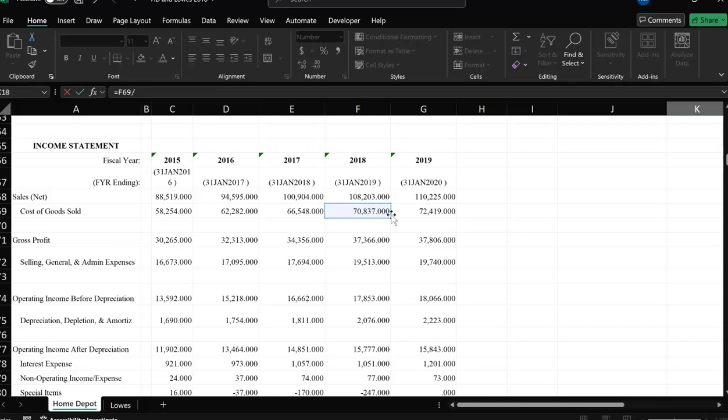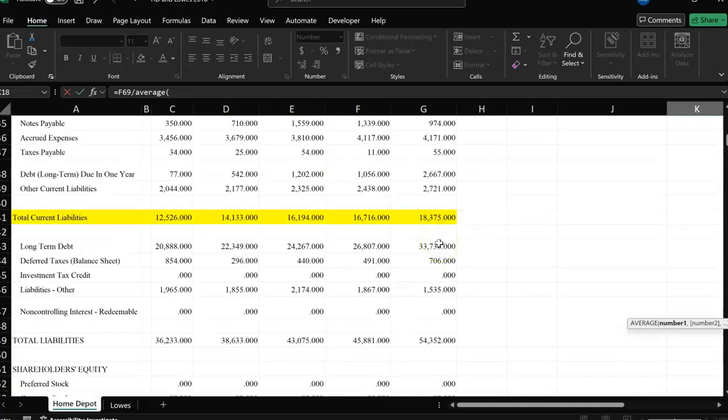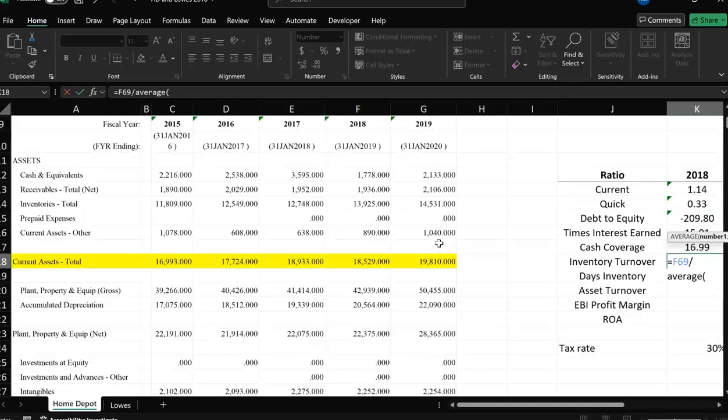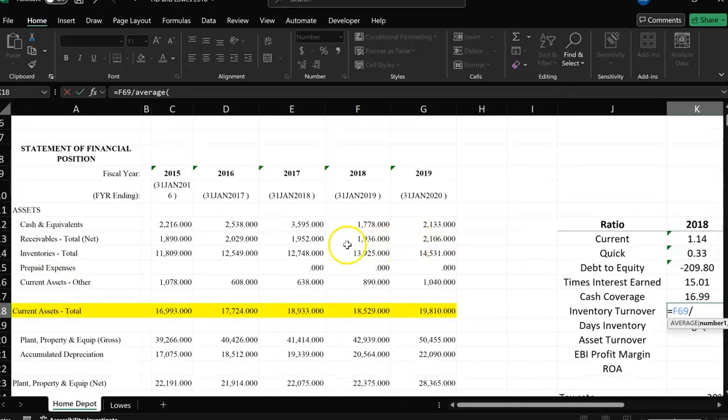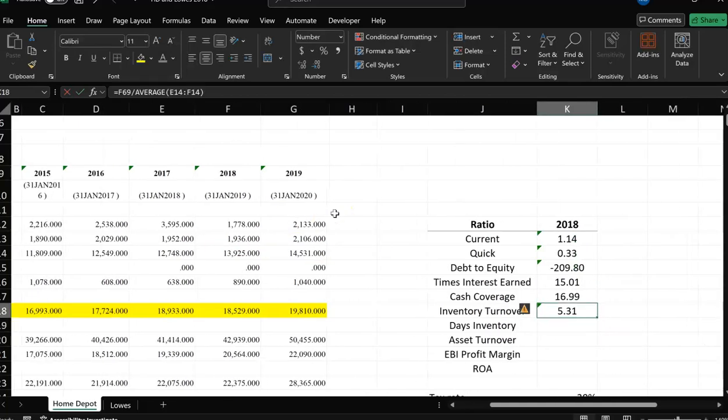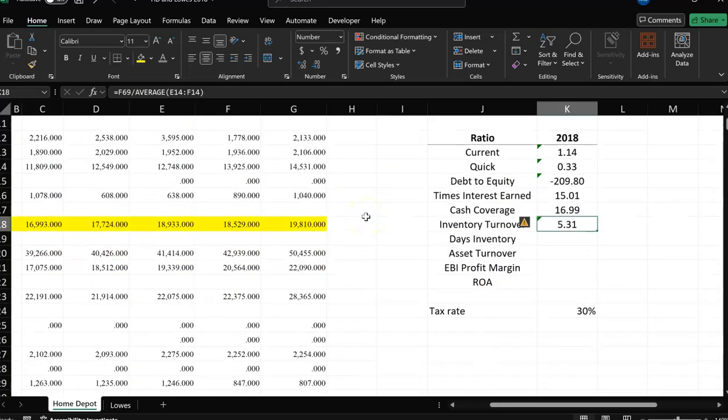So this is just measuring, based on the amount of inventory you have during the year, how much of it you are selling. So take cost of goods sold and divide by the average amount of inventory over the year, and I get 5.31. That says basically 5 times a year you're selling the amount of inventory that you have, which is good. A lot of the value judgment on this number depends on the business you're in.